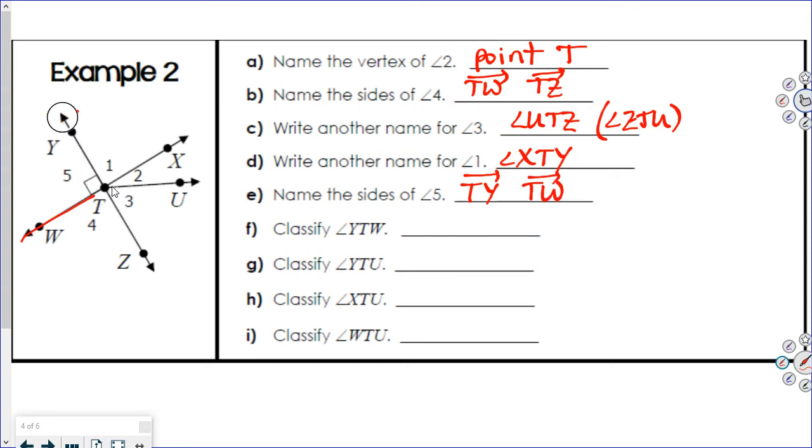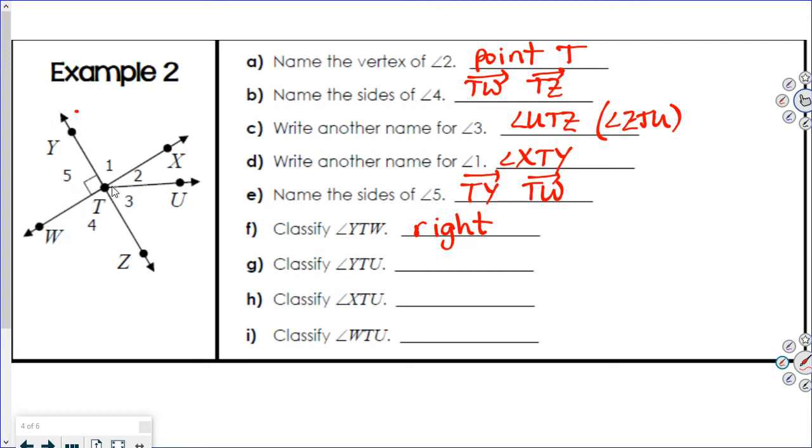When we see that word classify, again, what we're looking for is whether it's acute, right, or obtuse. So we're looking at angle Y, T, W. So Y, T to W, we see this angle marking there. That represents that it's a right angle. So that would be a right. Again, we're looking for that box that I just circled as an indicator.